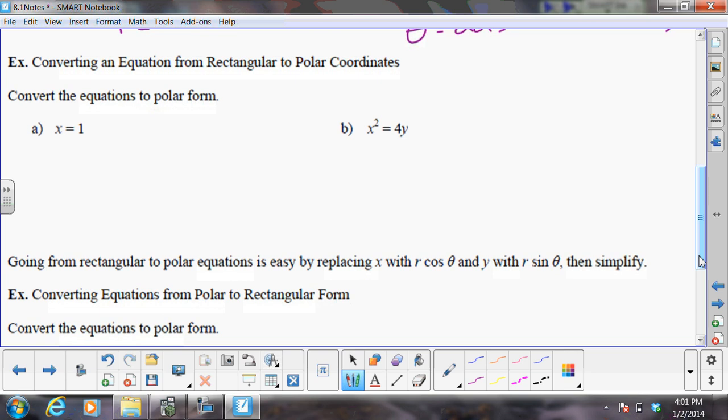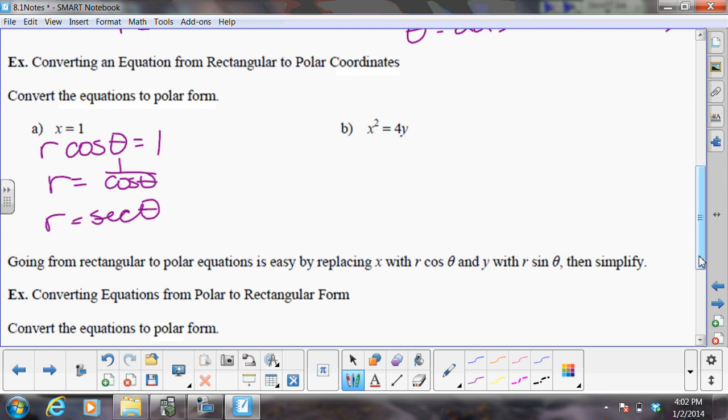Well, x equals 1. Well, x is equal to r cosine theta, right? That's from the formulas up front. So that equals 1. Well, I just need to get r by itself. So r is equal to 1 over cosine theta, well, 1 over cosine theta is secant. So r is equal to secant theta.